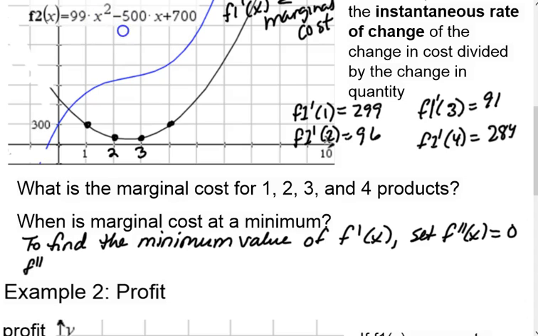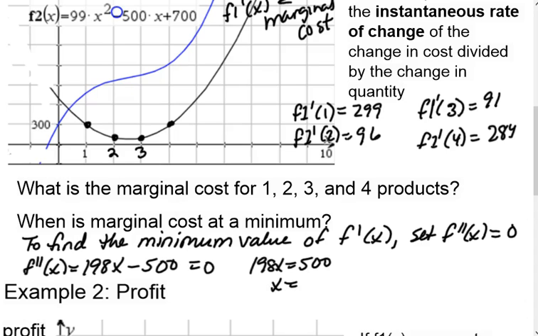So f double prime of x then would be 99 times 2x, so 198x minus 500. So setting that equal to 0, I would get 198x equals 500. x equals 500 divided by 198, or 2.525 products. Okay, in this case, dining room tables. So that's where my marginal cost is at a minimum.